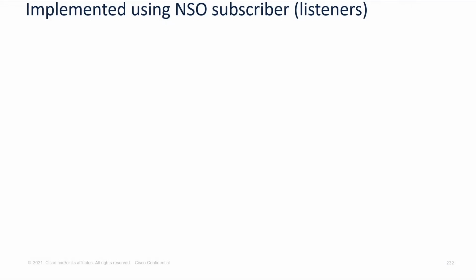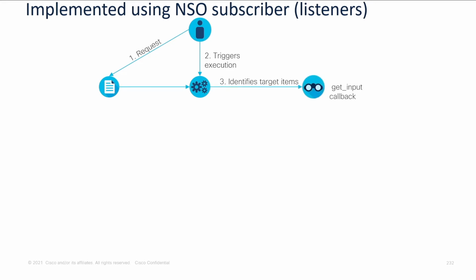Okay, architecture. How does it work? I said it's NSO subscriber based. It starts with an incoming request from a user, and the user then triggers this code execution. What happens now is, in this callback function, we identify the list of target items using the get input callback. Once this is identified, it returns the n items, and then it writes them into a list called pending items.